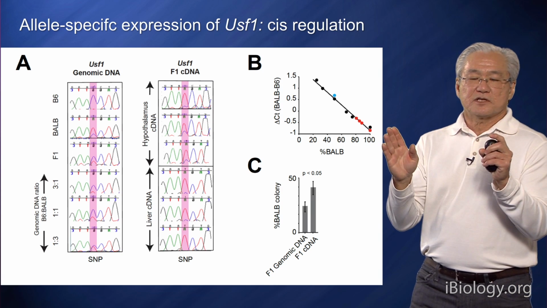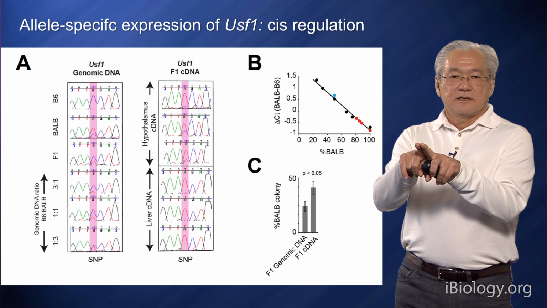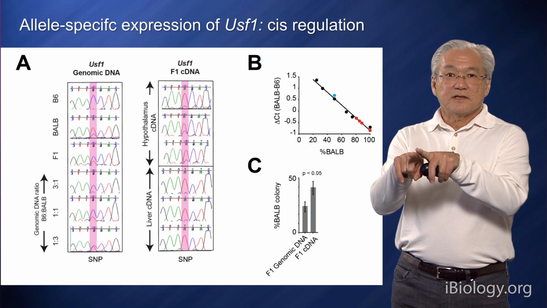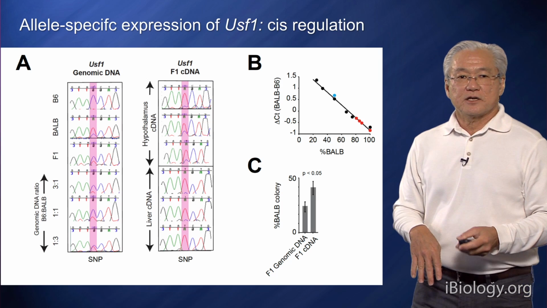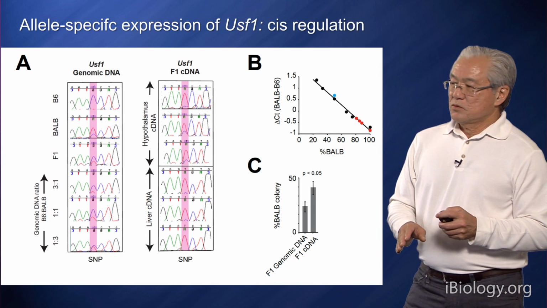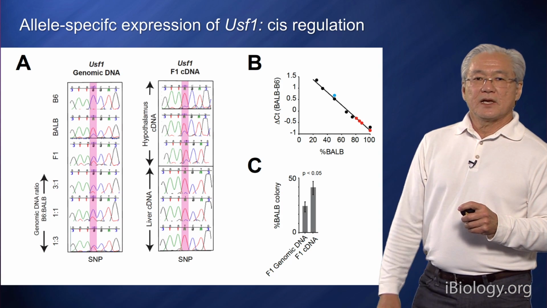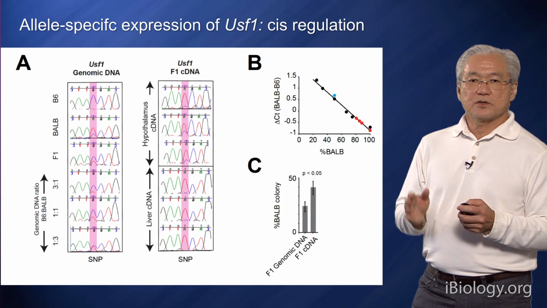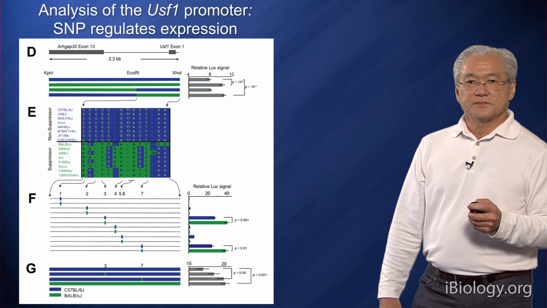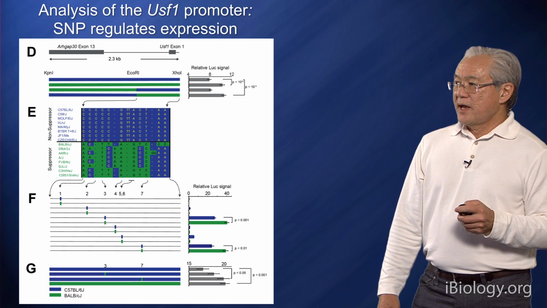And that's really a beautiful experiment because it's the same mouse with 2 different alleles, and one allele is up and the other's not. So that shows that the regulation of USF1 is cis regulation as opposed to trans regulation. So how might that work?